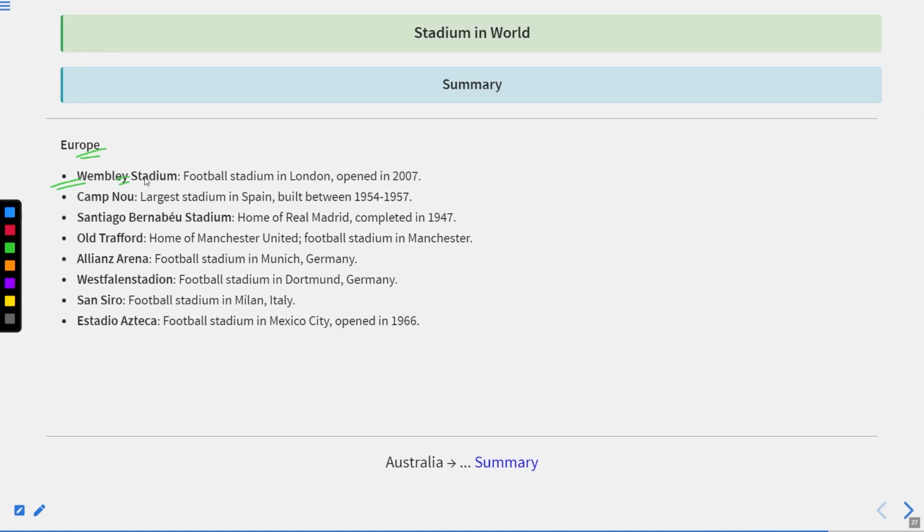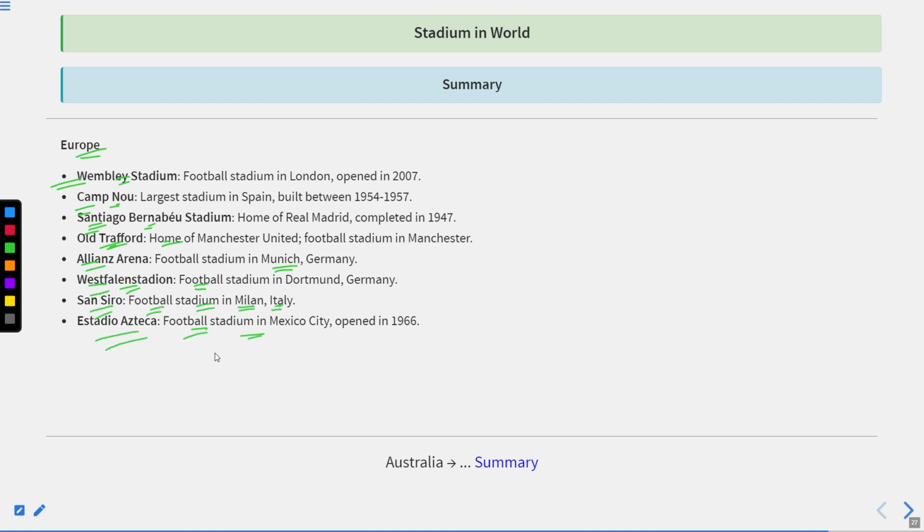Europe, we have seen Wembley Stadium, football stadium in London, opened in 2007. Camp Nou, largest stadium in Spain, built between 1954 and 1957. Santiago Bernabéu Stadium, home of Real Madrid, completed in 1947. Old Trafford, home of Manchester United, football stadium in Manchester. Allianz Arena, football stadium in Munich, Germany. Westfalen Stadium, football stadium in Dortmund, Germany. San Siro, football stadium in Milan, Italy.